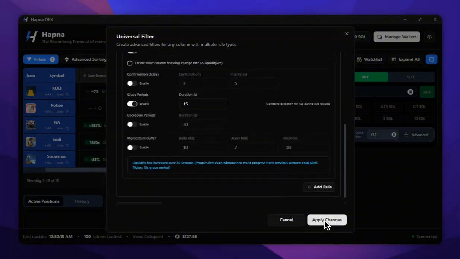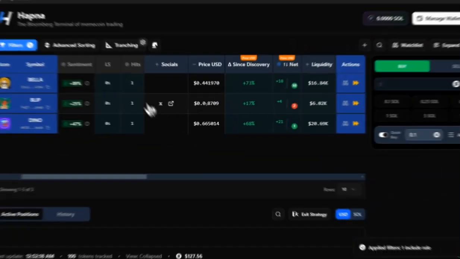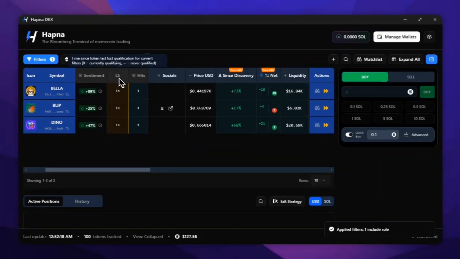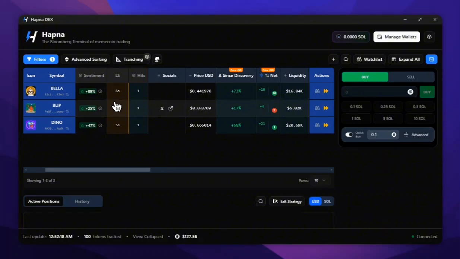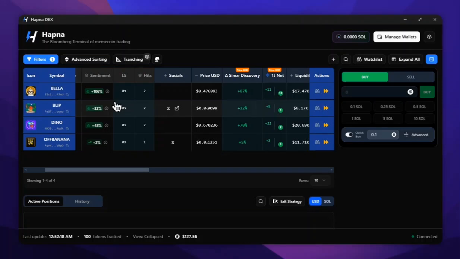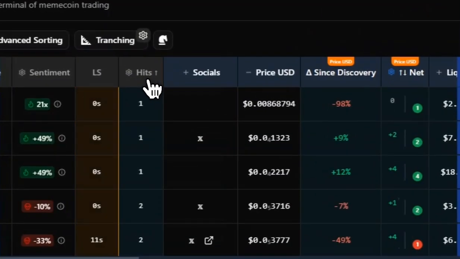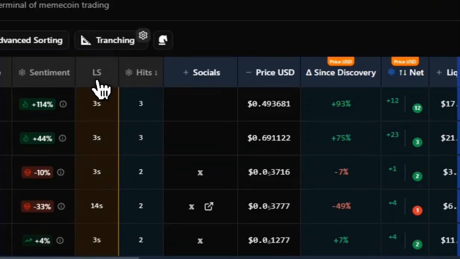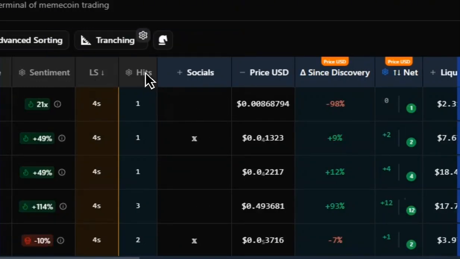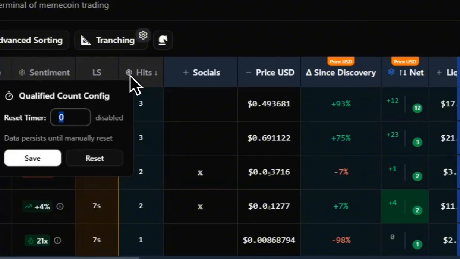Once I apply the changes, it's going to create two special columns. One is called the last signal column, which tells me when was the last time this meme coin has met my filtering criteria. It has passed them. And we have the hits. Now the hits basically tells you how many times did this meme coin meet my filtering criteria. And this is very, very important. And you can use them as part of your sorting. You can also filter through them. It's just amazing. I'll be frank with you.